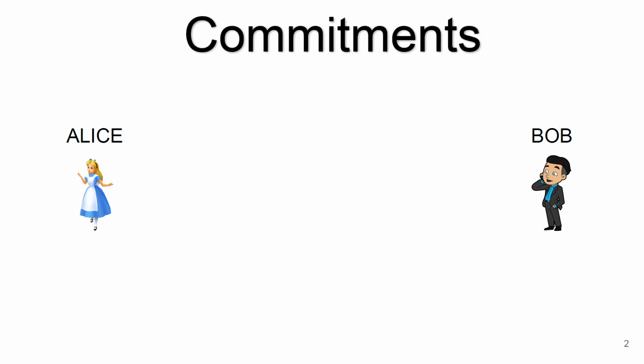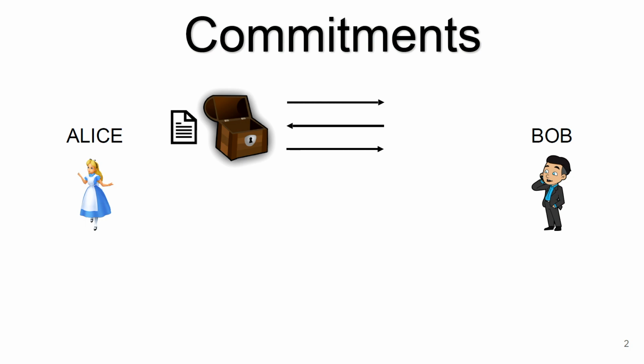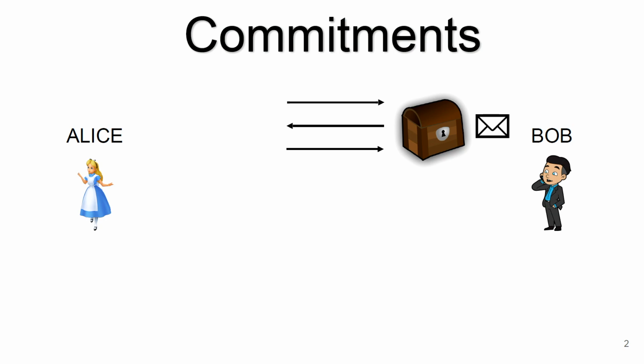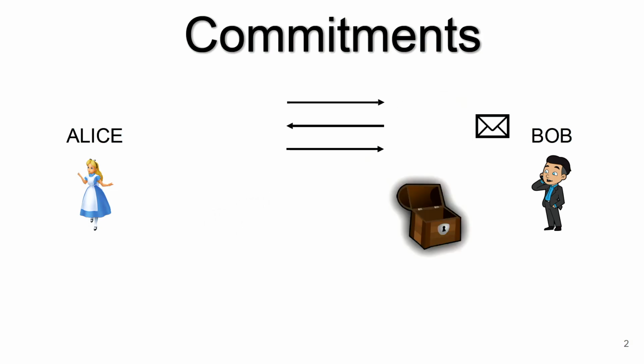Commitments are a two-phase protocol between two parties, Alice and Bob. The first phase is called the commit phase, where Alice has a message M that she wants to commit to Bob. So she puts her message inside this lockbox, a physical world analogy, and she sends it to Bob. So Bob has this message, but he cannot read it because it's inside this lockbox. The second phase is called the open phase, where Alice has this key, and she sends it to Bob, and Bob opens the message and reads it.